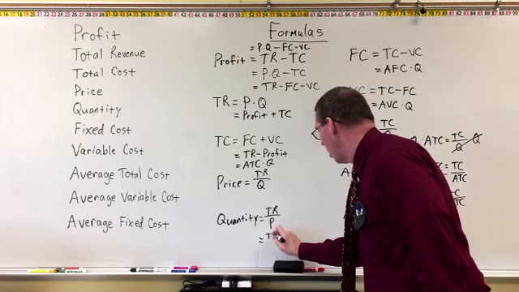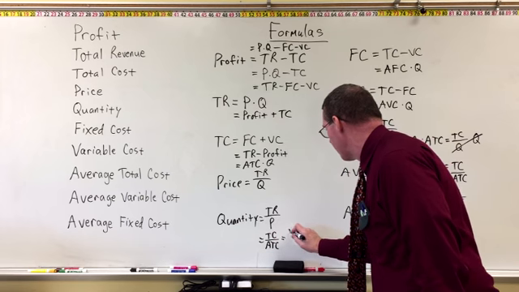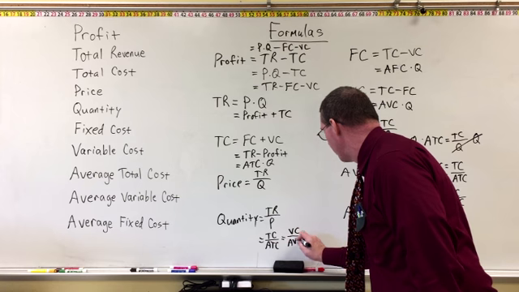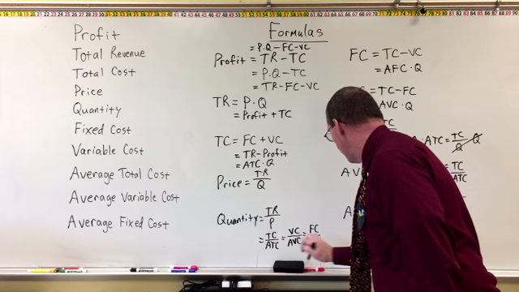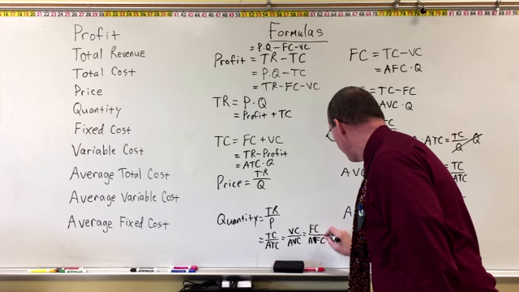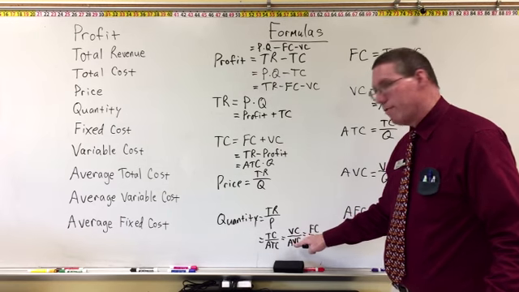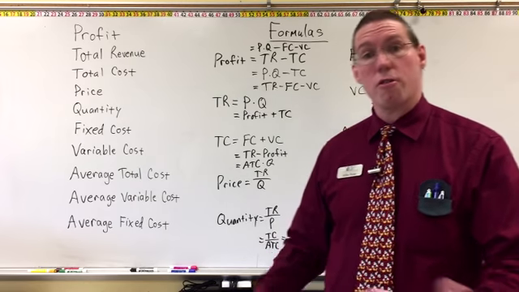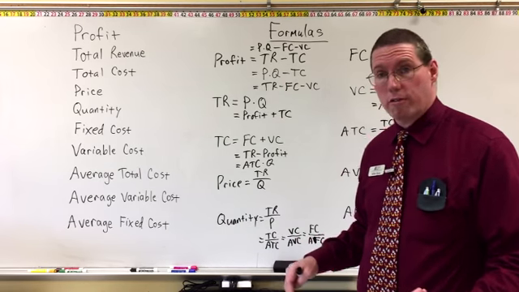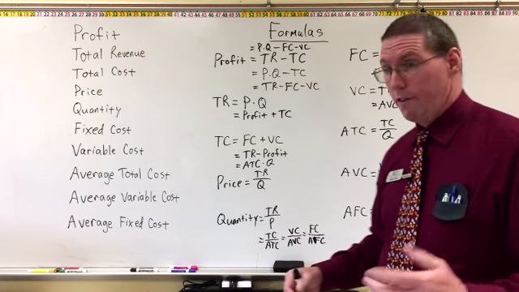Quantity is equal to total cost divided by average total cost. In the very same way, it would be the same as variable cost divided by average variable cost, and it would be the same thing as fixed cost divided by average fixed cost. Okay? So if you divide total cost by average total cost, you get quantity. Divide variable cost by average variable cost, you get quantity. Divide fixed cost by average fixed cost, you get quantity. Okay, so these are all different ways that you could calculate quantity, and any one of them is fair game on my matching part of the final exam.